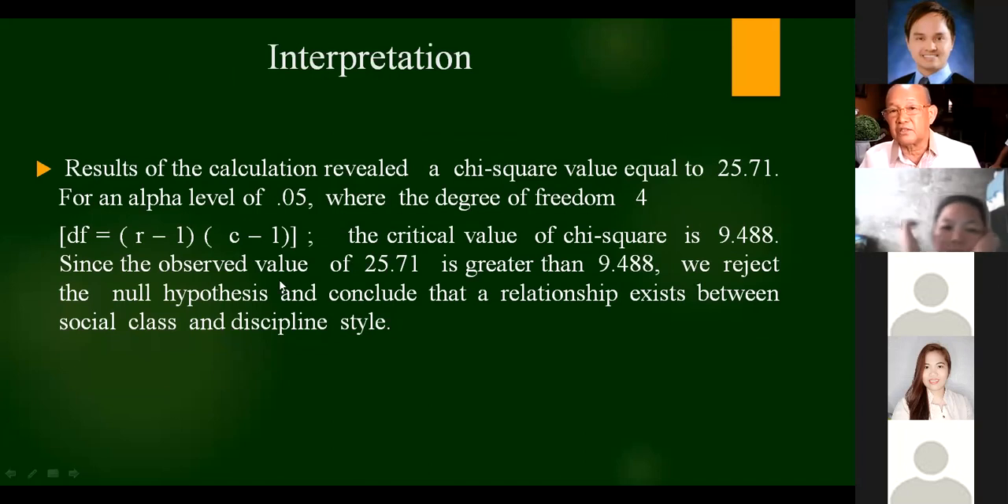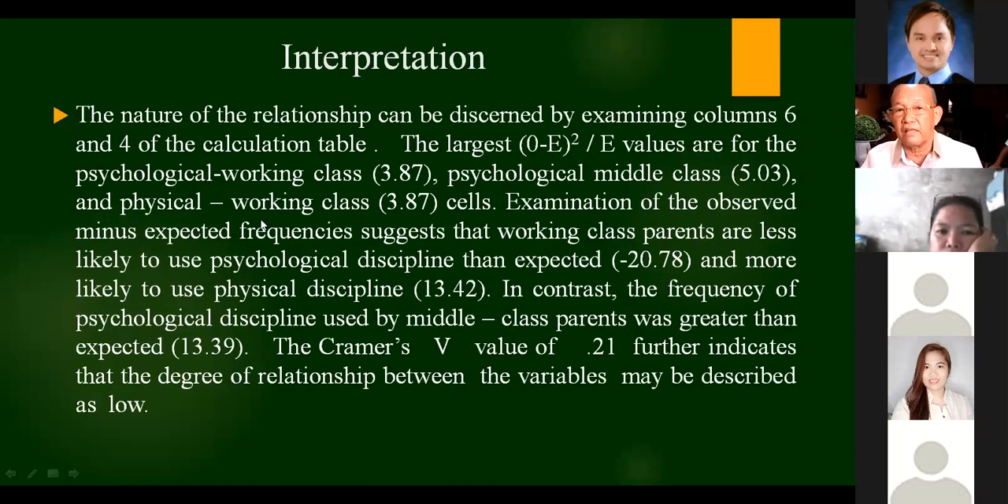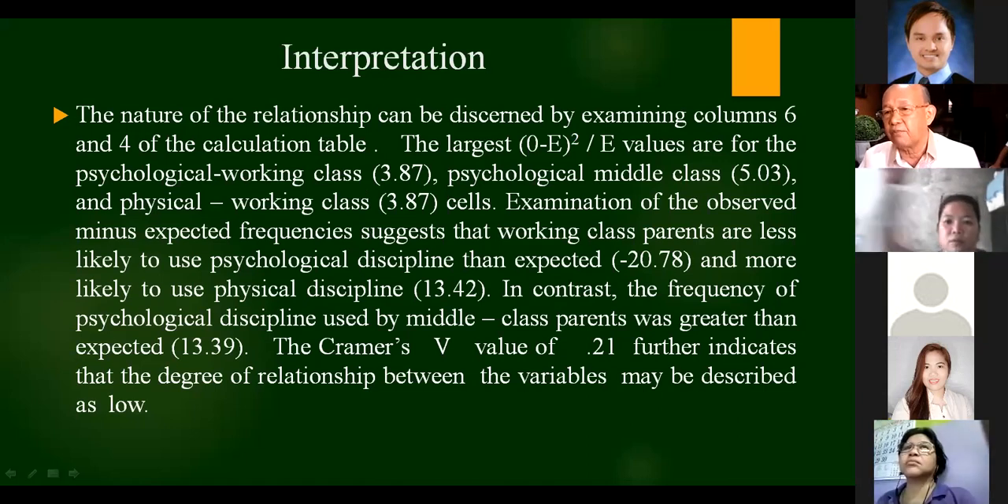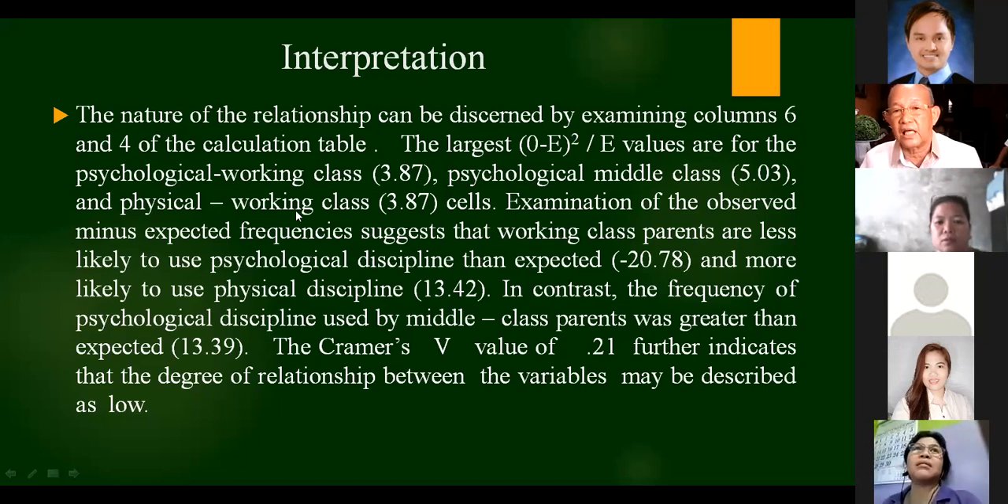Ito, interpretation ng chi-square. Ito ngayon yung Cramer's V. The nature of relationship can be discerned by examining columns 6 and 4 of the calculation table. The largest chi-square values are for the psychological working class, 3.87. Tingnan nyo lang yung table. Psychological middle class is 5.03. All right? And physical working class 3.87.